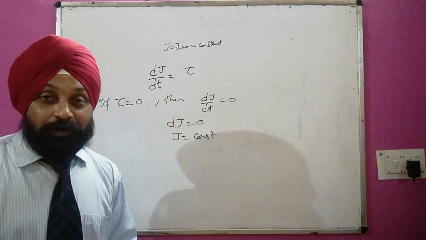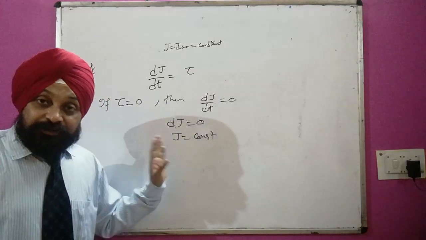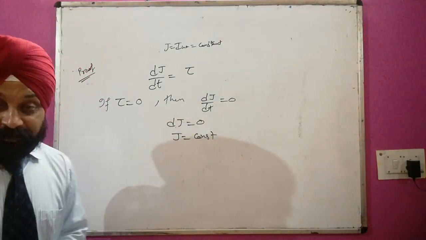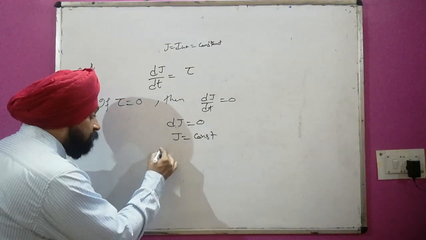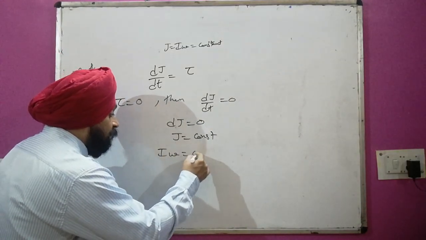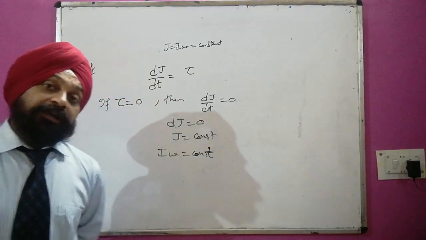Good to see that most of the kids are paying attention to the work being done here. So J equal to constant. Okay, now we know that J is I omega. So I into omega equal to constant. Now what does it actually mean? I omega equal to constant.